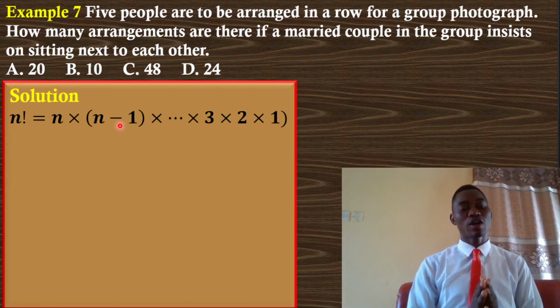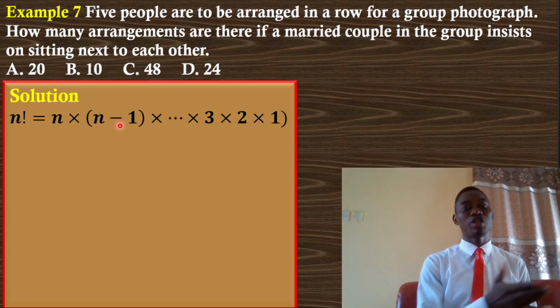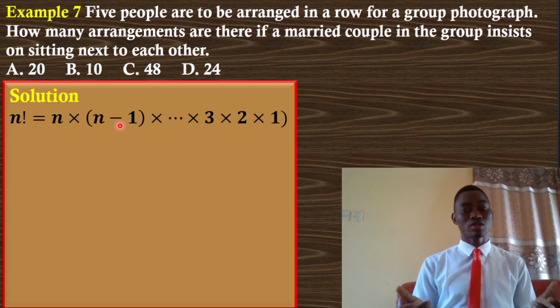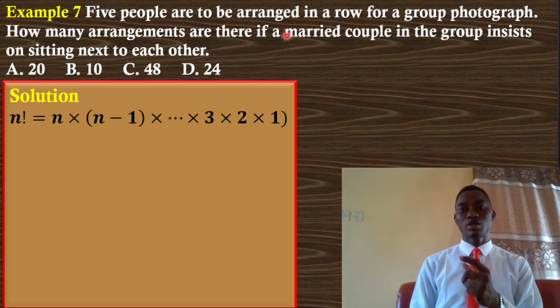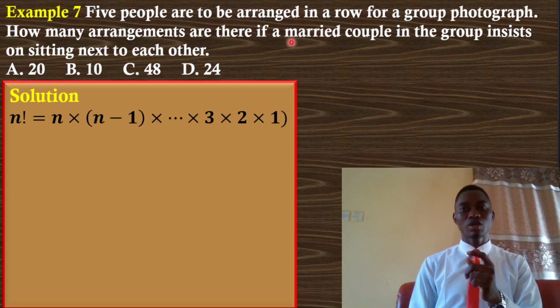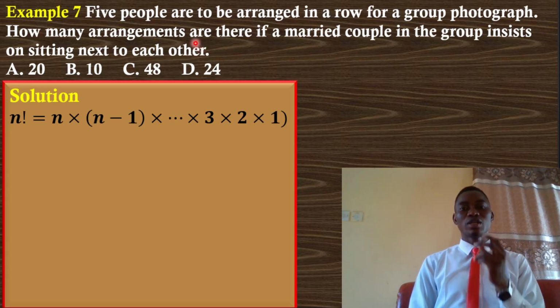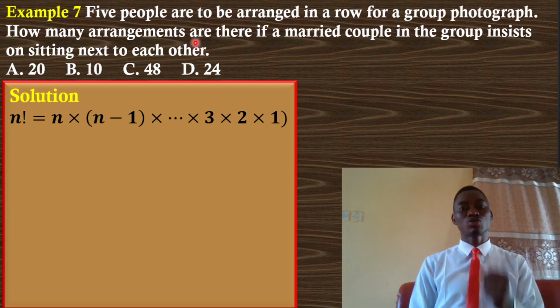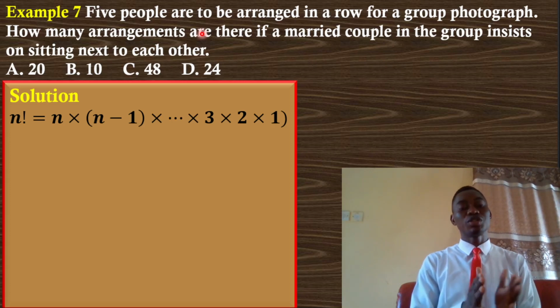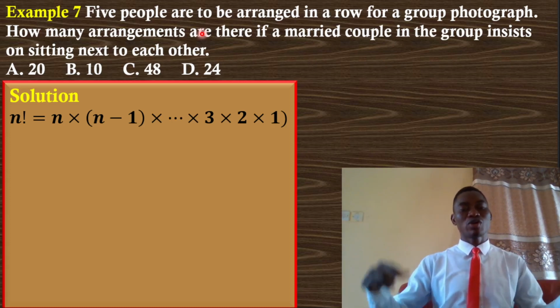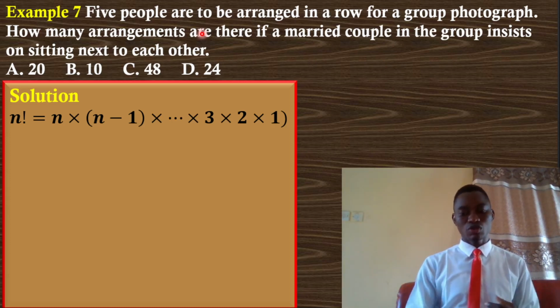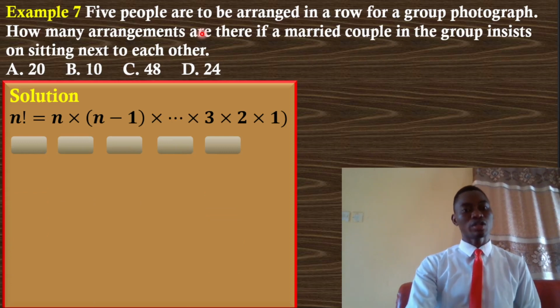Solution. We recall our formula for factorial. Of course, if you are to arrange five people in a row, there are five factorial ways this can be done. But then we are not stopping at five factorial because there is a condition attached. The condition says that the married couple want to sit next to each other anywhere they appear in the row. So that needs our attention.